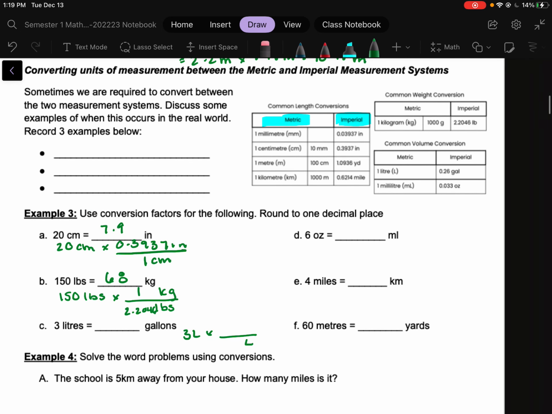And we're going to do liters, so same sort of thing. So we have 3 liters. We're going to multiply that. Liter stays on the bottom, gallons goes on top. Find your unit here. So we have 0.26 gallons is equal to 1 liter, and that's going to give us 0.8. And I want you to try D, E, and F. Pause now, try it out.